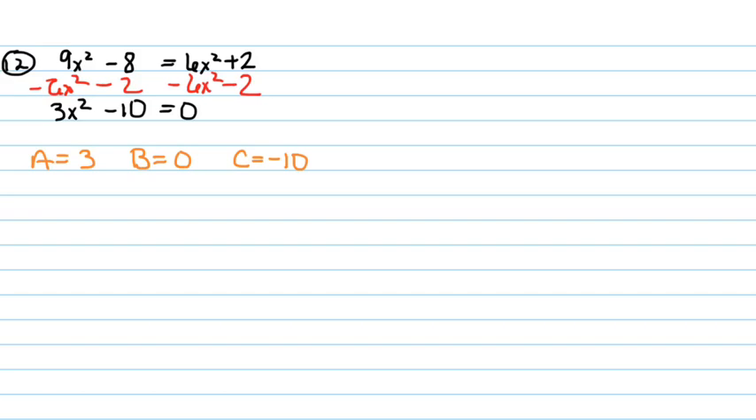I'm going to plug this into the discriminant formula, b squared minus 4ac, and I end up with 0 squared minus 4 times 3 times negative 10. And so that's going to be a positive 120.